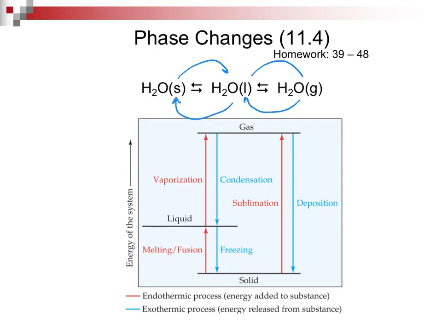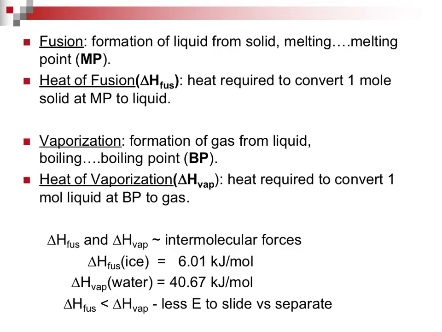The red arrows we see here are when we have to input energy. They're labeled endothermic, whereas the blue arrows are when energy is released. They are referred to as exothermic. What I want to focus on are the terms we need for this course.